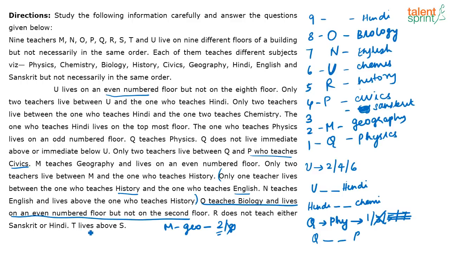Then it is given that T lives on a floor above S. So here we are left with two people. We have put in the names of the remaining persons. We are left with only two persons, T and S. Now here it is clearly given that T is living above S, means this has to be S and this has to be T. Okay, so this is the final arrangement that you get.